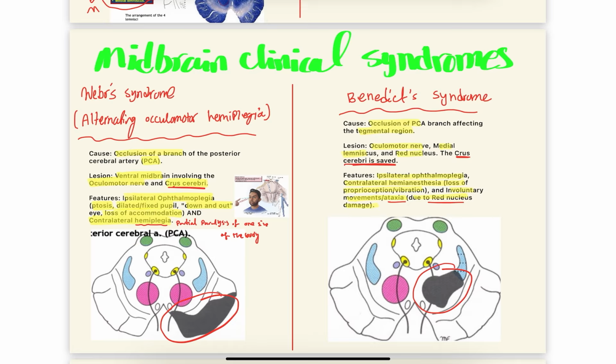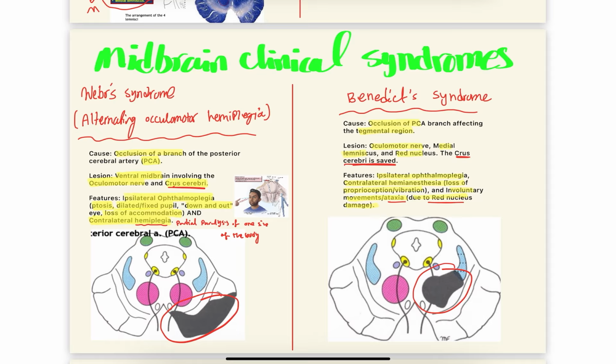Now, what will happen in this case? They will have, because it's affecting the oculomotor, ophthalmoplegia on the same side. So ipsilateral ophthalmoplegia, which is ptosis, drooping of the eyelid, dilated pupil, and down and out eye. So the eye is looking down and out. And loss of accommodation. So it's affecting the eye mainly because of the oculomotor nerve. And because we said corticobulbar and corticospinal are in the crus cerebri, we'll have contralateral hemiplegia.